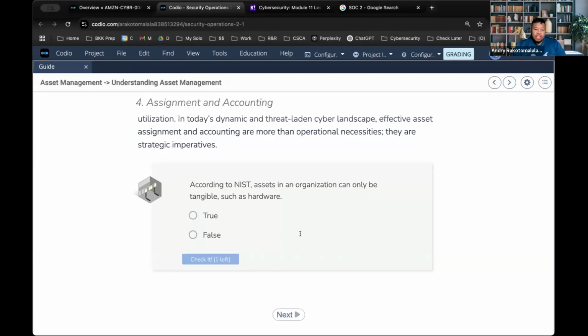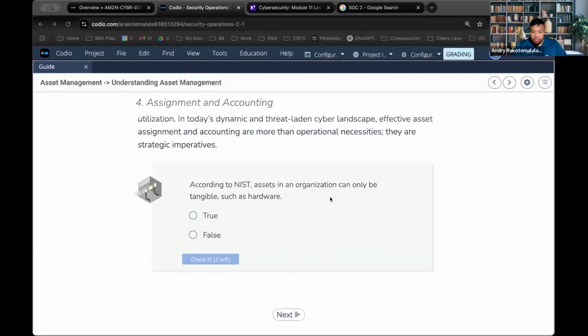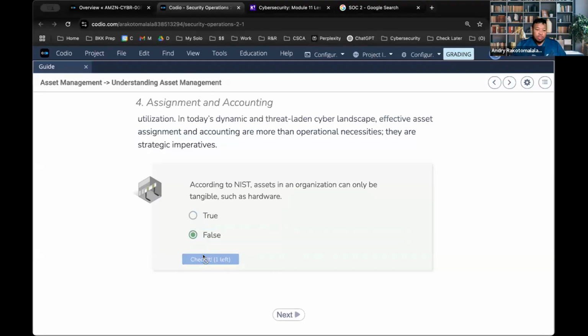All right, quiz time. True or false? According to NIST, assets in an organization can only be tangible, such as hardware. True or false? That is correct. So like I mentioned before, if you're going to remember anything from this lesson, an asset can be defined not just as hardware, it can be software, it can be a human asset as well.